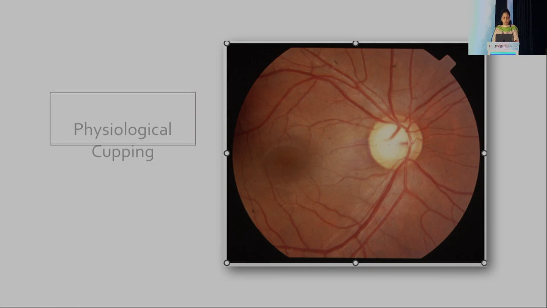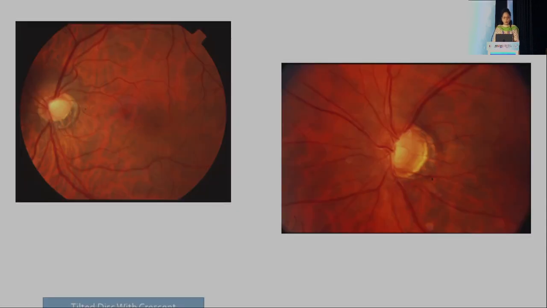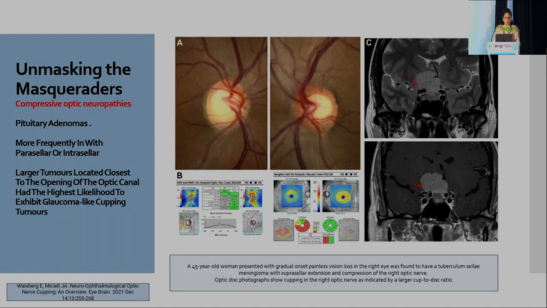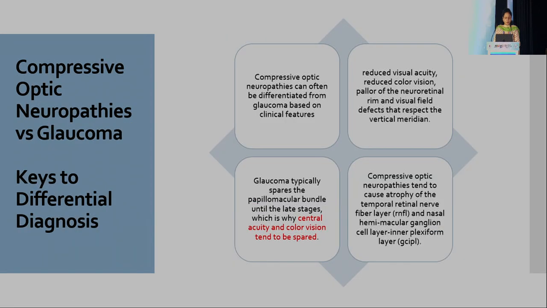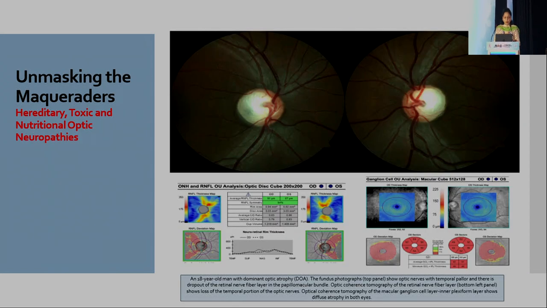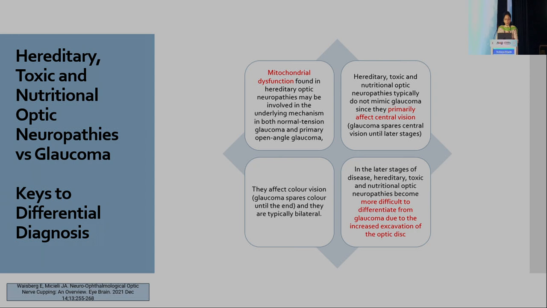This is physiological cupping. Now, we come to some of the variations of the optic disc associations. And so only if we follow the 5 rules of an optic nerve head evaluation, we are never going to miss a glaucomatous or a non-glaucomatous cause of the neuropathy. Though I'm not going into the details of the clinical conditions because they are going to be covered, yes, some of the compressive neuropathies where we have to take a history importantly about the central vision acuity and the color vision, because these are the things which are spared in cases of advanced glaucomas as well. Now, talking about some of the toxic neuropathies, all are because of the mitochondrial dysfunctions.